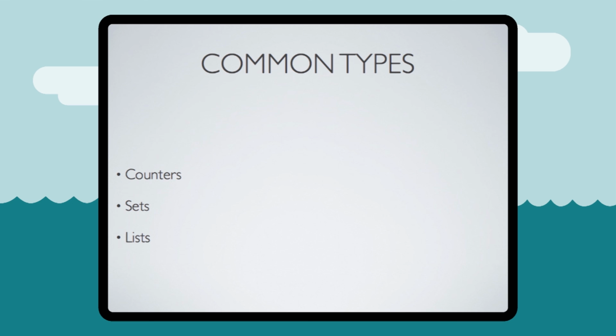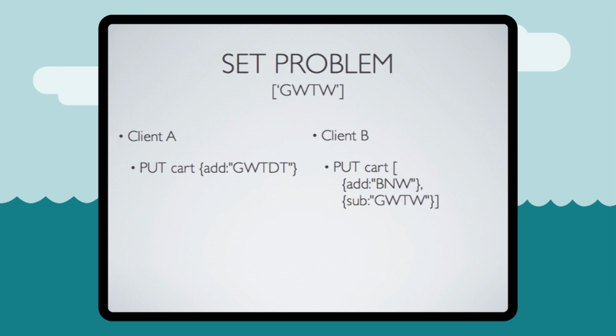There's other types that we can do this with. We can do this with sets. We can do this with lists. If we have a set, we can say, OK, add a value to this set, subtract a value from this set. And then if there's any conflicts, the server is able to merge them itself.